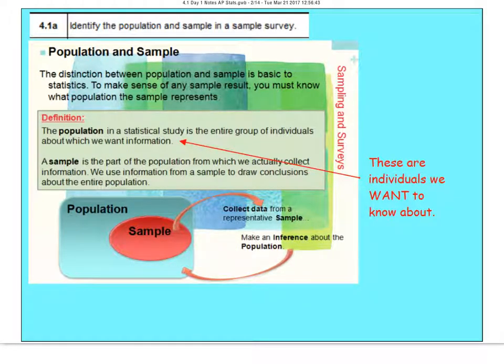Then we're going to go ahead and take a sample within that group. And the sample is the part of the population from which we actually collect the information. We're going to use this sample to draw some conclusions about the entire population. So this is a really nice visual. Once you define your population, who specifically are we targeting, we'll take a sample, collect the data, and make some inferences about what we find. This is really what the entire course is about.